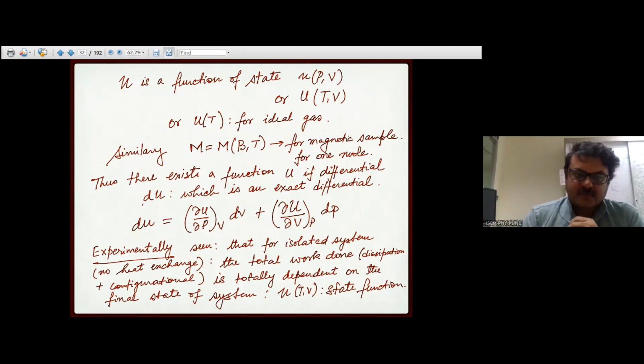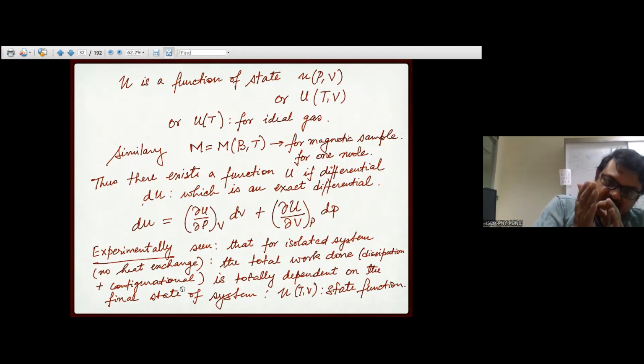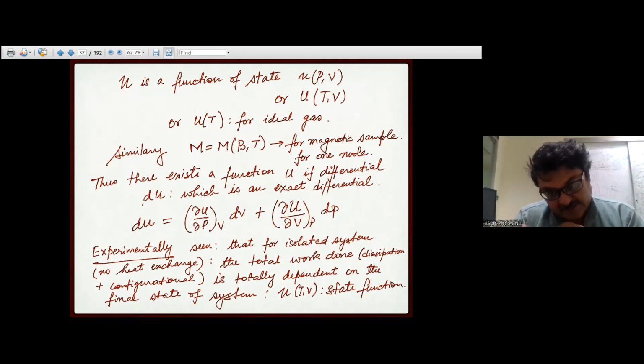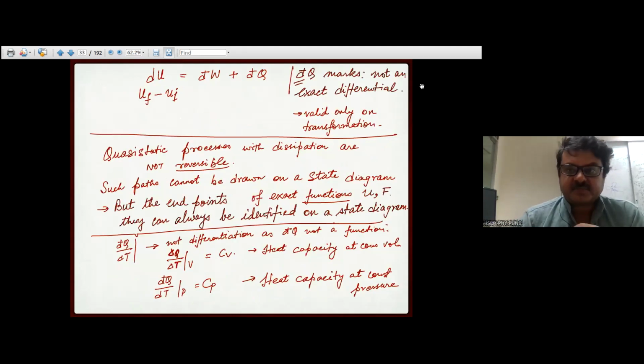right? And the reason we say that U is a state function is because experimentally it was established that for an isolated system, with no heat exchange, the total work done, dissipation. This becomes a bit more complicated here; we're really talking about configurational work done on the system, which the energy can absorb, or the system does work, is totally dependent on the final state of the system. So hence it's a state function, right?